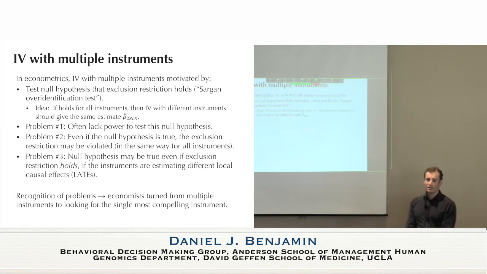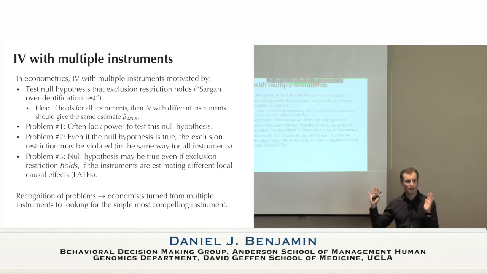Now, over the years, it's been realized that there are some major problems with this. So I'll tell you three of them. One is that you often lack power to test this hypothesis because the hypothesis is about the difference in effect sizes, so the uncertainty in both of your estimates matters. Second, even if the null hypothesis is actually true, the exclusion restriction could still be violated because it could be that all of your estimates are biased in the same way. A third problem is that the null hypothesis can be false even if the exclusion restriction holds, because the instruments can be estimating different local average treatment effects. So if the effect on high school completion is different than the effect on college completion, you might get different estimates and reject this null and say, oh, my exclusion restriction fails, but they might have been perfectly valid instruments giving you different local estimates.